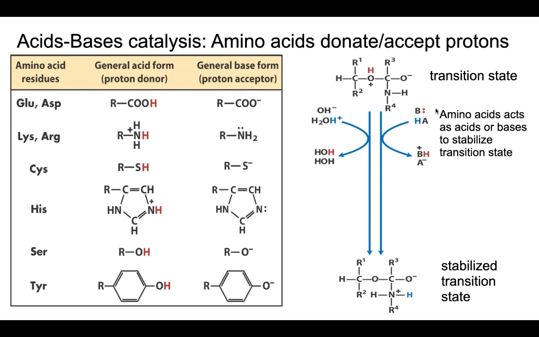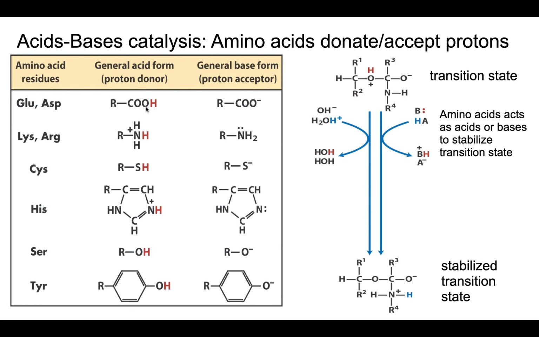Now, which amino acids can act as a base to take protons? Which amino acids can act as an acid and donate protons? Well, let's take a look here. Here we have glutamate, aspartate. Both have a carboxyl group. Depending upon the pH, depending upon the microenvironment, they might be able to act as a base and steal a hydrogen, or act as an acid and donate a hydrogen.